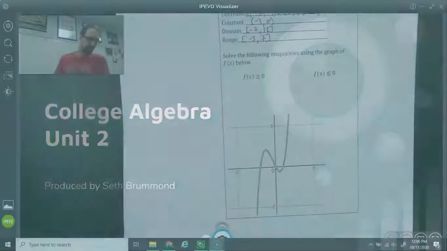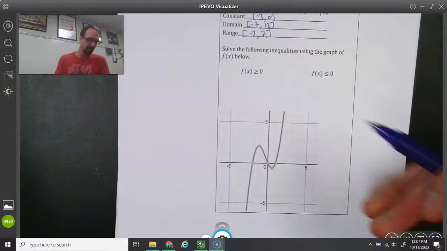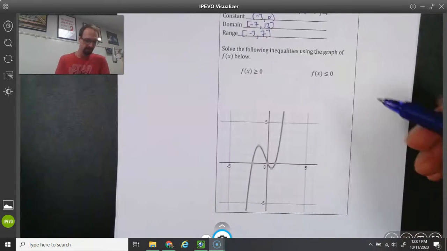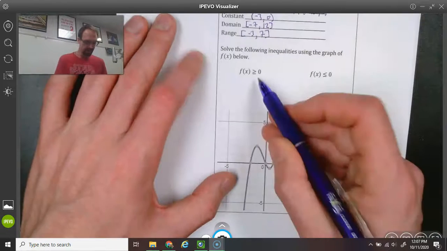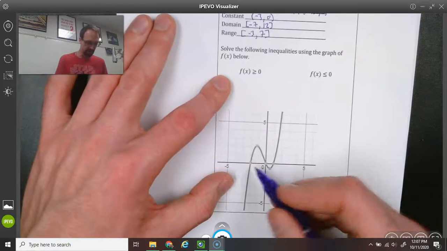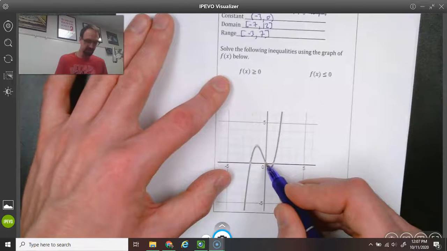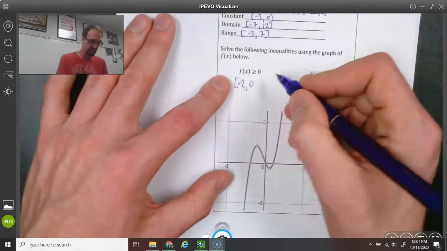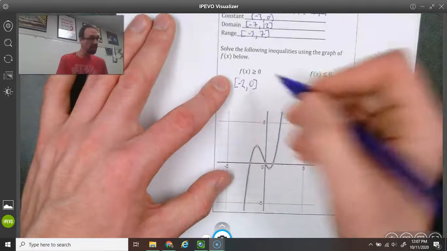For this last video, we're going to be solving inequalities using the graph of f of x below. I want to know when the graph of f of x is greater than or equal to 0. Looking at this, my graph is greater than or equal to 0 from negative 2 to 0. So the interval from negative 2 to 0 is when I'm greater than or equal to.